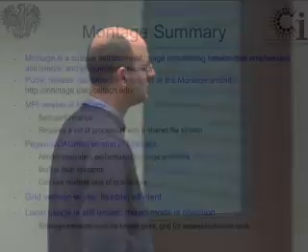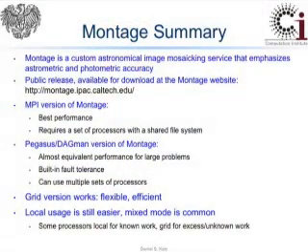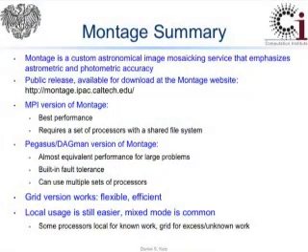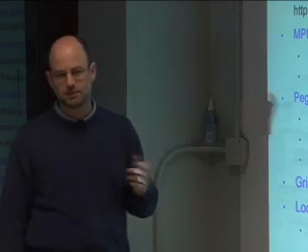So to summarize on the Montage piece, it's a custom astronomical image mosaicing service. I didn't really mention the custom part, but that's because you can change that workflow around as you want. You could put in your own pieces. If you don't like the background correction or rectification that's being done, you can put in your own. You can do different pieces. It's public. There's an MPI version that has the best performance but requires a set of processors with a shared file system. There's the Pegasus DAGMan grid version that has pretty close performance, has built-in fault tolerance, can use multiple sets of processors, and can move files around between them.